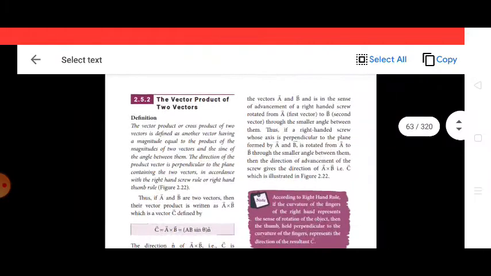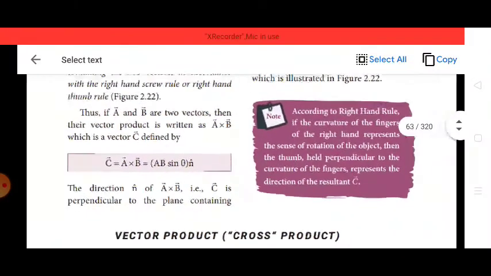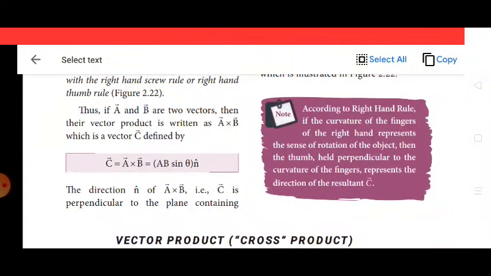n cap is the direction of A vector cross B vector, which is perpendicular to the plane containing the vectors.